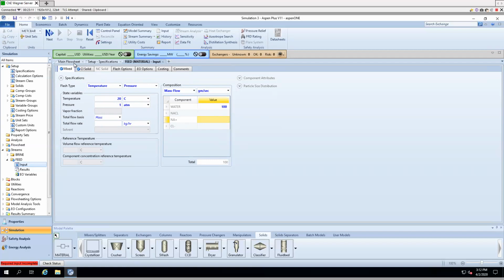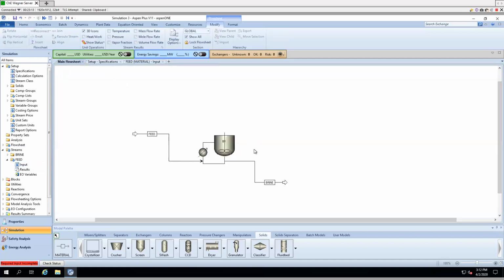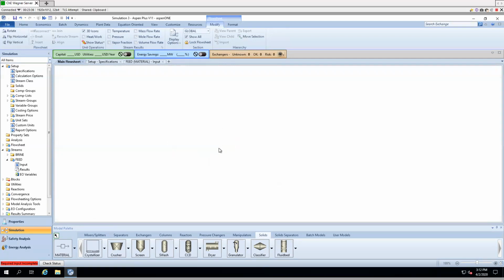So for our flow, our streams are completely set up now. Now the last thing we have to do is set up the crystallizer, which I'm going to rename Crystal. You don't have to rename anything in Aspen, but I find it just keeps track of what's what a little better. So doing the same thing, either right-clicking and clicking input or double-clicking on the crystallizer will bring you to the input section.